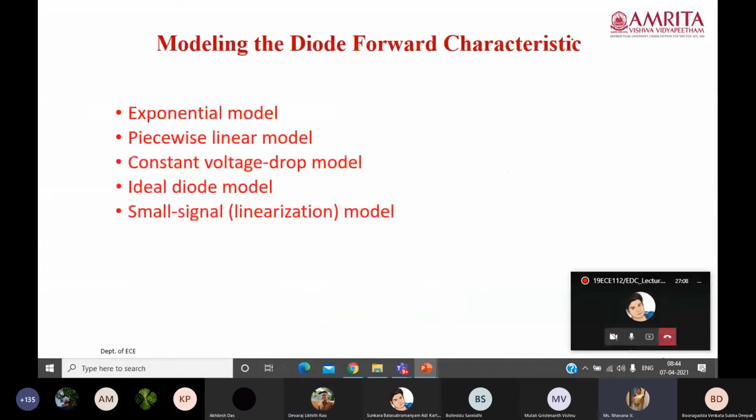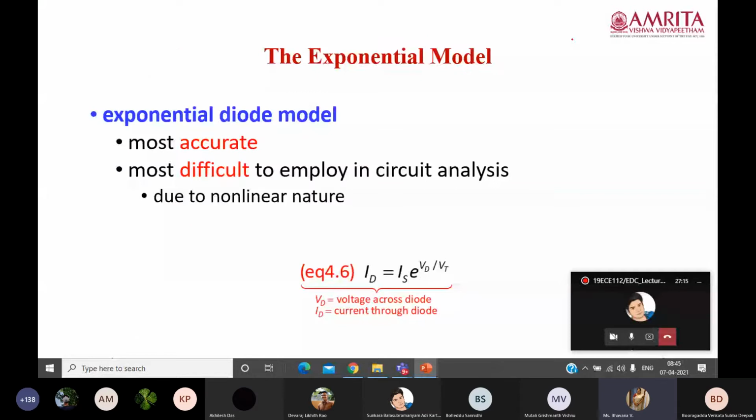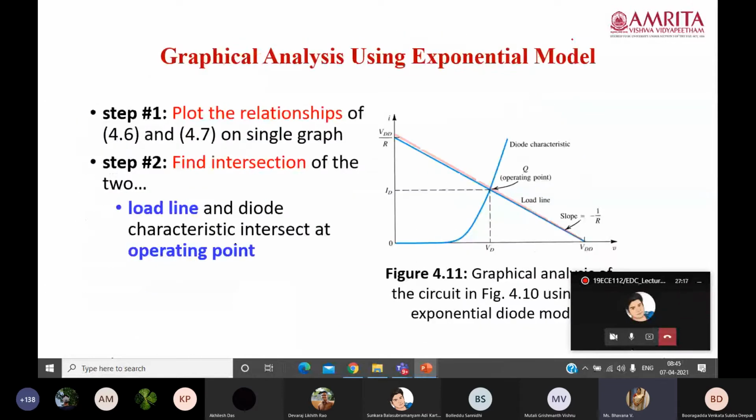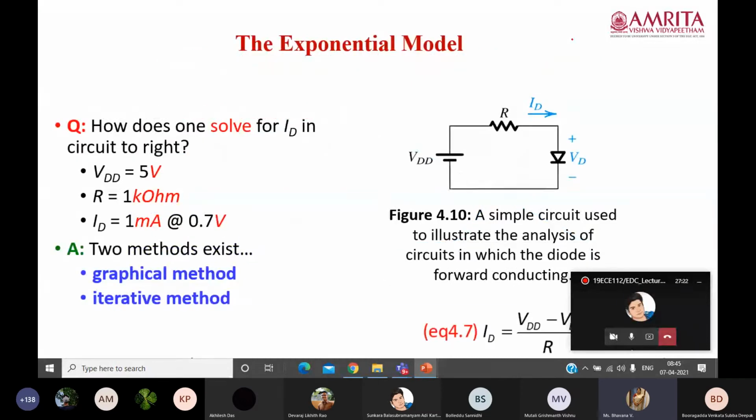Basically, 5 models are there: exponential model, piecewise linear model, constant voltage model, ideal diode model, and small signal model. For the exponential model, we have graphical analysis and iterative analysis. For graphical analysis, we considered a small diode circuit. In that, we wrote the Kirchhoff's loop equation. We got ID is equal to (VDD minus VD) by R. At the same time, we took the diode characteristics, ID is equal to IS e power VD by NVT. We assumed that IS and N are known values, and we are going to find ID and VD using this graphical analysis.